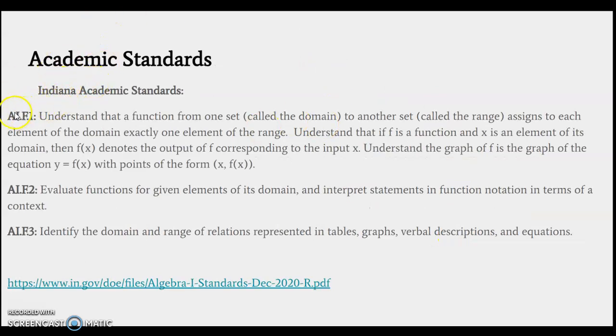The academic standards for this are taken from the Indiana Academic Standards online resources, which there's a link right here if you're interested in checking it out. It's from AI F1 to AI F3. I can pause here so you can keep reading or not, but I'm going to be continuing on here.